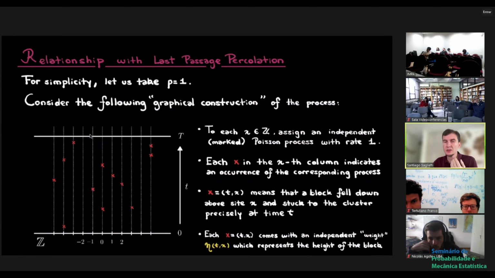And to explain the relationship, I need to go back to the graphical construction of the ballistic deposition model. To construct the heavy-tailed ballistic deposition model, what I need basically is to know the different times when the blocks fell and stuck to the cluster of blocks. And what I need to know is at what time they fell, on which side they fell, and what's the height of the block.